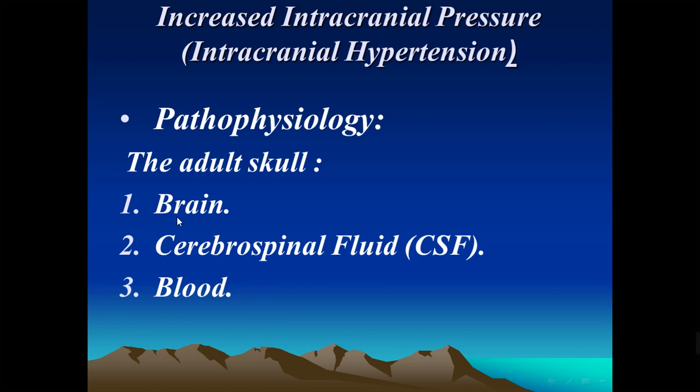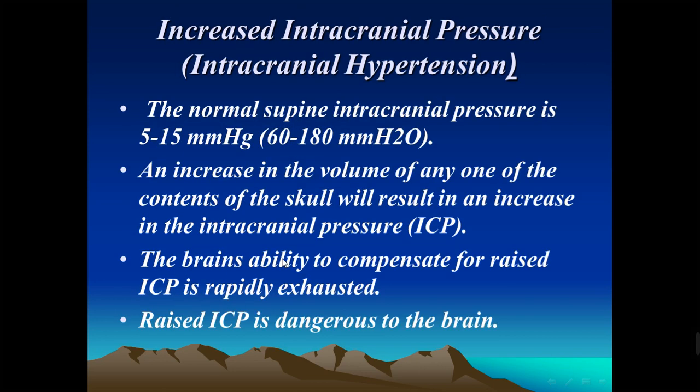So any increase in the size of the brain or its appendages, for example, the cerebellum, the ventricles of the brain, the choroid plexus, or the brainstem, will result in increased cranial pressure. An increase in the amount of CSF, whether from increased production or decreased absorption, with accumulation of CSF inside the brain more than normal, will result in increased intracranial pressure as well. An increase in the blood amount, whether due to hematoma or any other cause, will all result in increased cranial pressure. The normal supine intracranial pressure is 5 to 15 millimeters of mercury, which equals 60 to 180 millimeters of H2O.